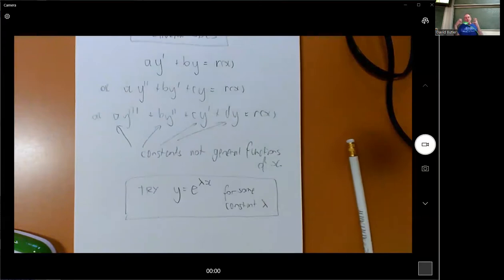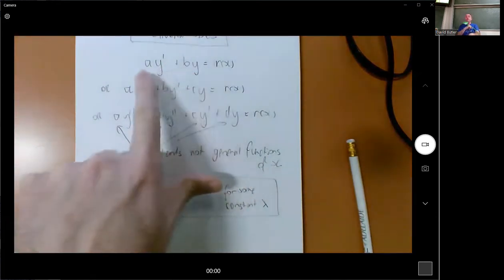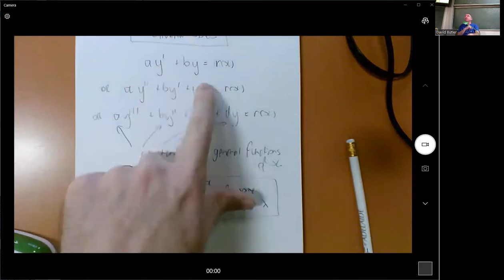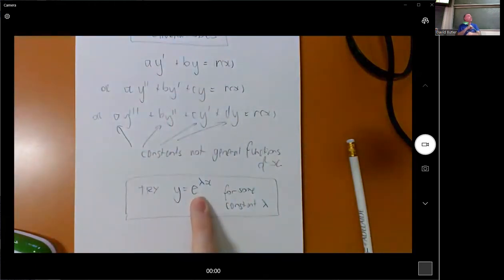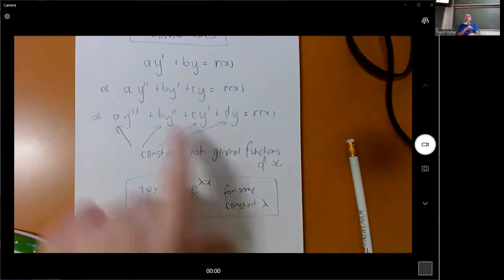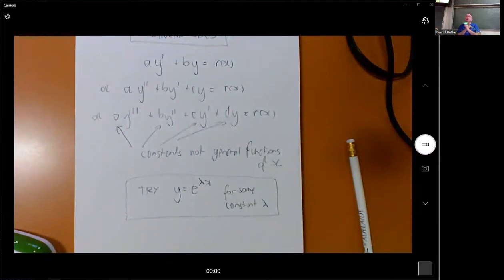That is the big thing that this whole thing is based on. And the reason we expect something like that to be a solution is because the derivatives of this function are constants times this function. And therefore, this is constants times a function and its derivative. All of this function's derivatives are constants times this function. And so it feels like the right sort of function to go with this sort of differential equation. That's why.